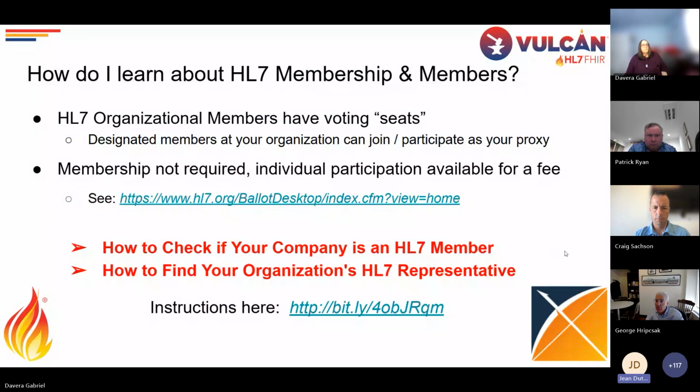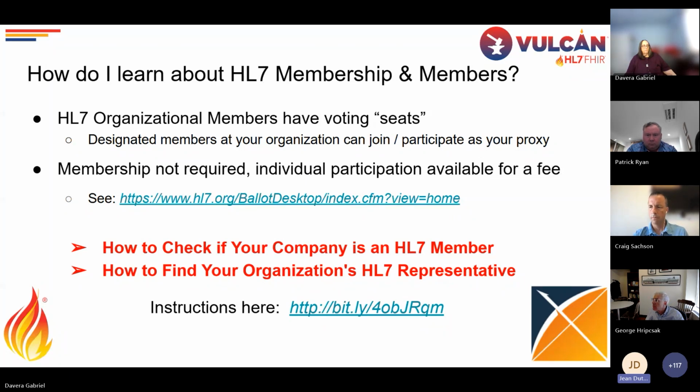So how do you determine if you're a member or become a member? There's individual memberships. So I'm assuming if you have an individual membership, then you'd know. But your organization might be an HL7 member. HL7 organizational members have voting seats. So you can check to see if your company is an HL7 member, find out who your representative is, and then contact them to be able to vote. And they can vote on your behalf.